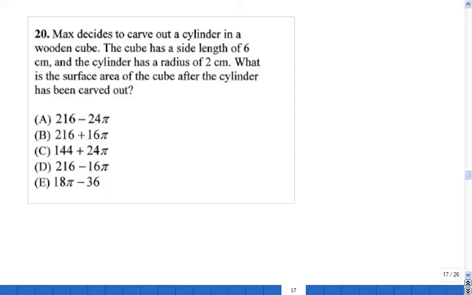Yes, you are. Max decides to carve out a cylinder in a wooden cube. The cube has a side length of 6 centimeters and the cylinder has a radius of 2 centimeters. What is the surface area of the cube after the cylinder has been carved out?